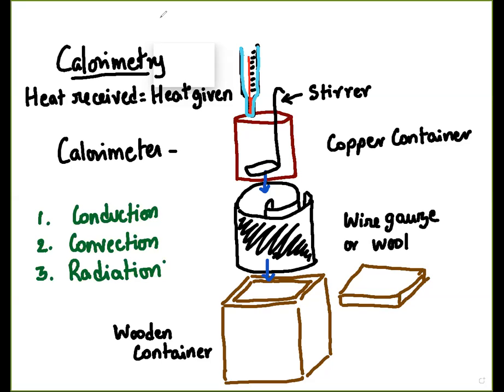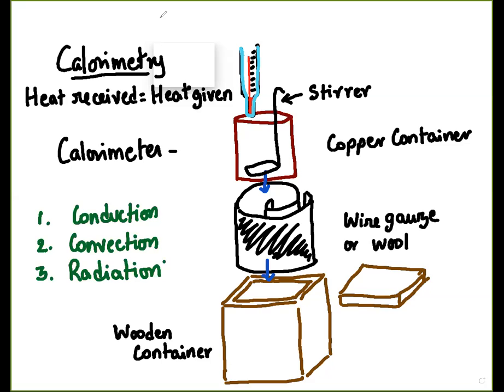And in order to prevent heat loss in these ways, we use a device called a calorimeter. A calorimeter is a fairly low-tech device. I have drawn the diagram and I'll explain the various parts. I will also show you a calorimeter that I have over here in the class. And it's basically made up of 3 or 4 parts.